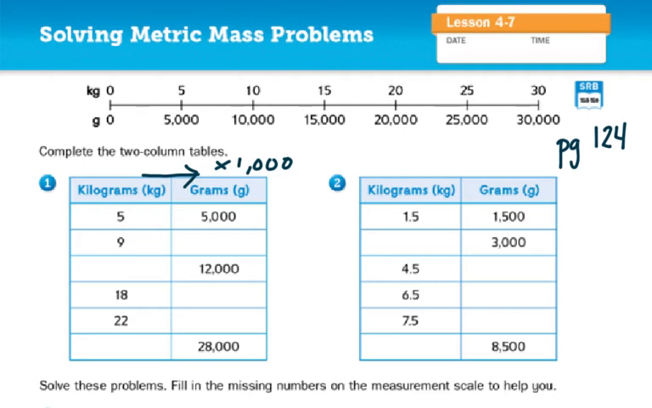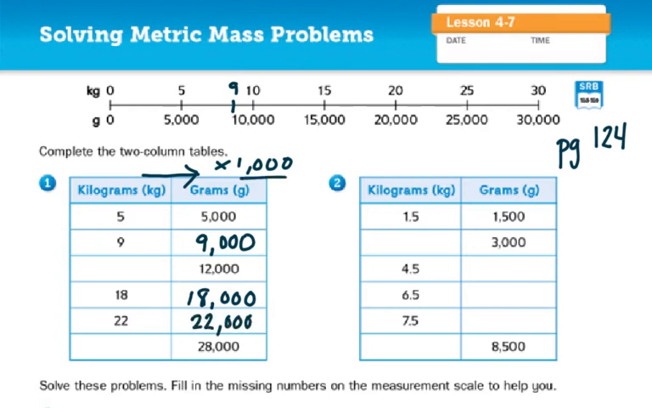So go ahead and pick up your pencil, and let's fill in the missing numbers. If there are 9 kilograms, notice that 9 isn't here, but we know that we're going to multiply it by 1,000. So 9 times 1,000 is 9,000. I'm going to skip the next one and go down to 18 for right now. 18 times 1,000 is 18,000. 22 times 1,000 would be 22,000 grams.